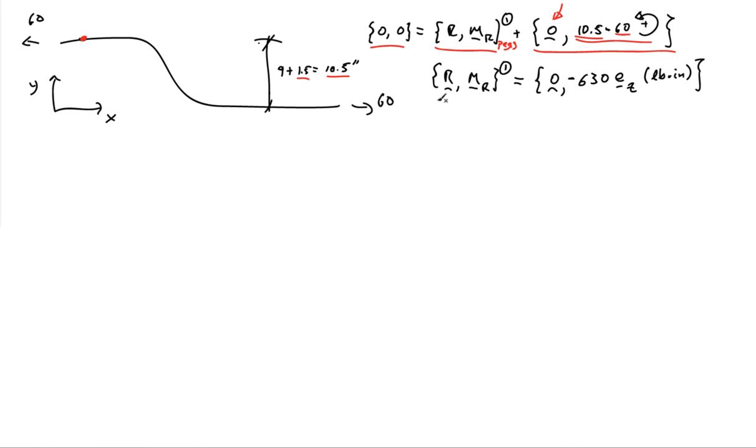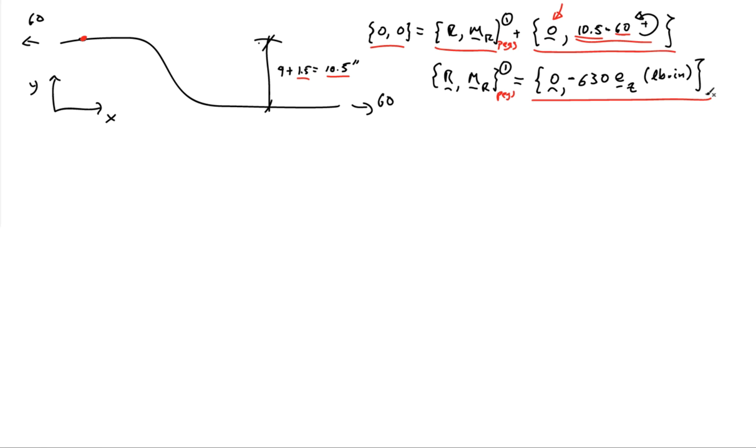So if I rearrange this, I now know what the net resultant force and moment that the pegs apply to the rope is, and that's no force, but a moment of minus 630 k pound-inches. Okay, and so the opposite of this number is what the rope applies to the pegboard system. So that's what I'm really after here.